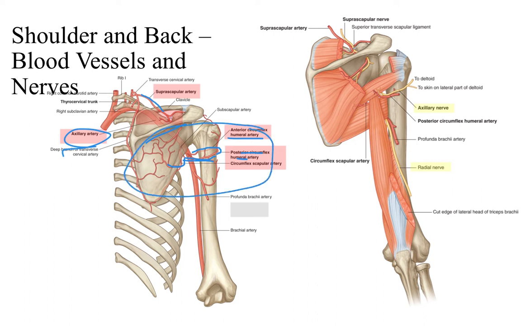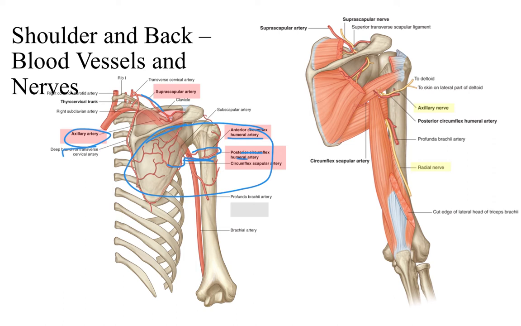And remember, we talked about these anastomoses in the shoulder region, just like in other joint regions, that if one side, anterior or posterior, gets occluded, there is going to be an alternative blood supply from the other side to ensure that the muscles, bones, and other structures in that area get the blood supply that they need.